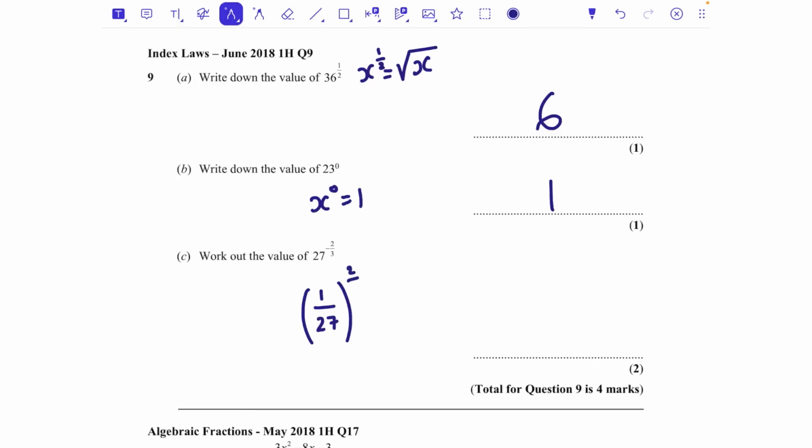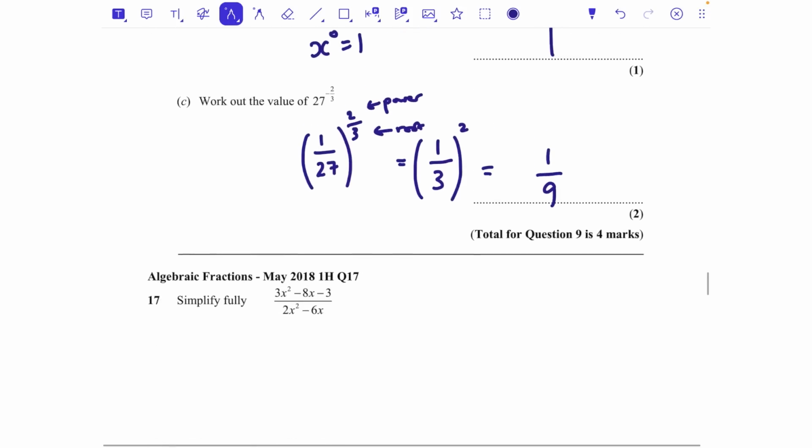And then we need to do that to the power of 2/3, which is going to be cube rooting. Remember, we root by the bottom and do the power of the top. So the cube root would be 1 over 3, and we still need to square that, and that is 1 over 9. The cube root of 1 is 1, and the cube root of 27 is 3, because 3 times 3 times 3 is 27. Then that needs to be squared, which gives us the 1 over 9.